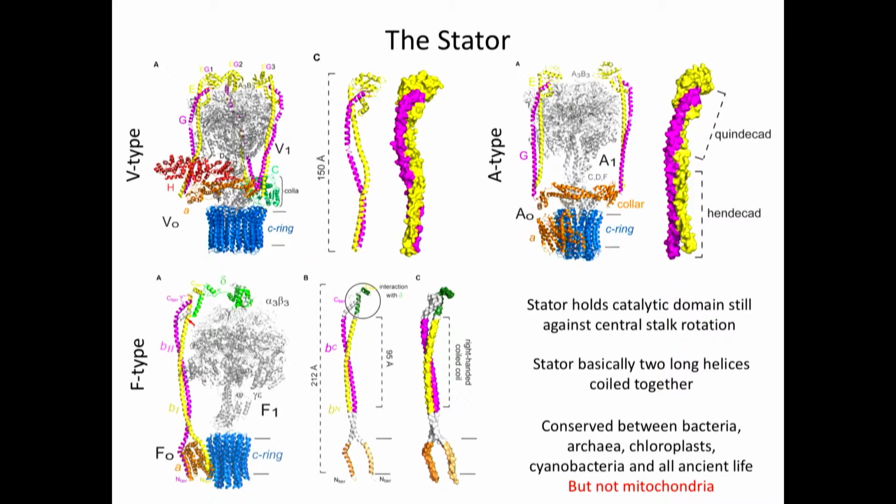for making ATP. Now, if you look at the general F-type ATPase, which is found in chloroplasts and bacteria, and then the V-type and the A-type, you see the stators are very similar. It's just two alpha helices coming down, attaching the catalytic domain to the membrane.